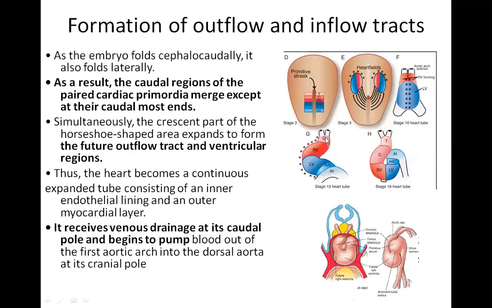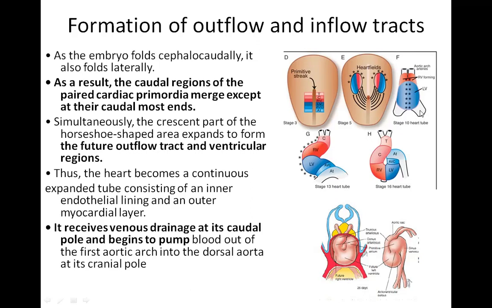Now then comes the formation of the outflow tract and the inflow tracts. So as the embryo folds cephalocaudally, it also folds laterally. So this one is the overview from the top. Okay, there will be a crescentic cardiogenic field formed, and then apart from cephalocaudal folding, there is a lateral folding also. So the two limbs of the heart, they will fuse craniocaudally. So as a result, the caudal regions of the paired cardiac primordia will merge except at the caudalmost area.